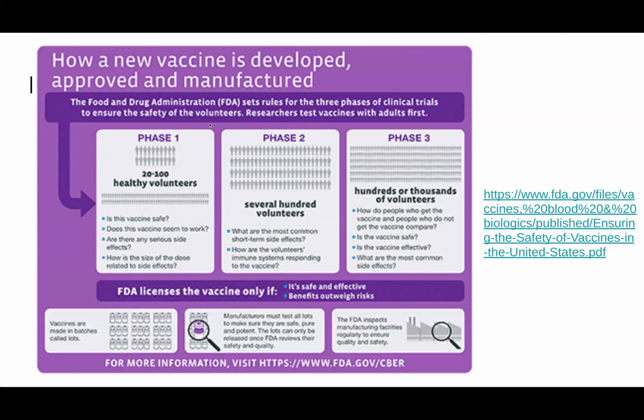And so at this point, in terms of the COVID vaccine, they've done many, many phase 1 trials. There are several that have made it through phase 2 and are now moving on to phase 3 trials. In the phase 3 trials, as you can imagine, as the final trial, it is the biggest one, hundreds or thousands of volunteers. How do people who get it compare to those that don't get it? Is the vaccine safe? How effective is it? And what are the common side effects?